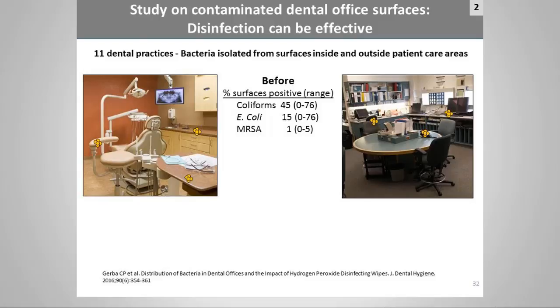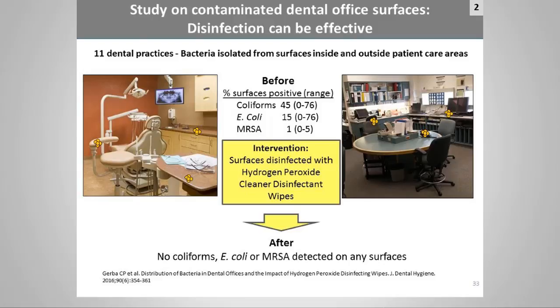Here was a study actually conducted at the University of Arizona of 11 dental practices. They took samples from these surfaces before any type of disinfection and tried to see what type of bacteria they could isolate from them. Coliforms, E. coli, and MRSA were all found before. Afterwards, in this case using a hydrogen peroxide cleaner disinfectant wipe, there were no coliforms, no E. coli, and no MRSA detected on the surfaces.